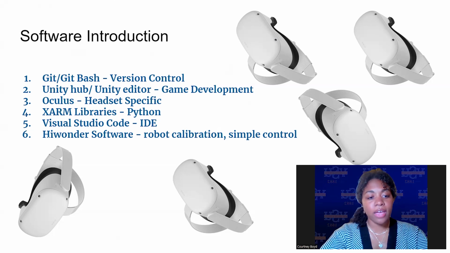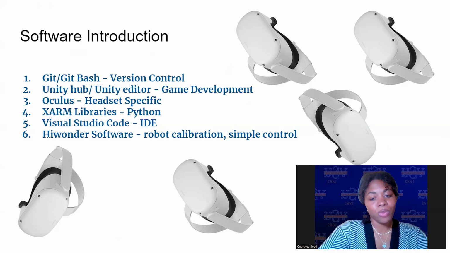Then we're going to get into the XARM libraries, which is how you're able to control the robot arm in Python. Then we're going to get into Visual Studio Code. Again, if you already have this IDE, then don't worry about that part, but we're going to make sure that you have it. Then we're going to get into the High Wonder software, which is necessary for robot calibration and simple robot control. Really, the High Wonder software, you shouldn't need it that much, but in the event that the robot does come out of calibration, it will be necessary to use. So we'll make sure you have it.